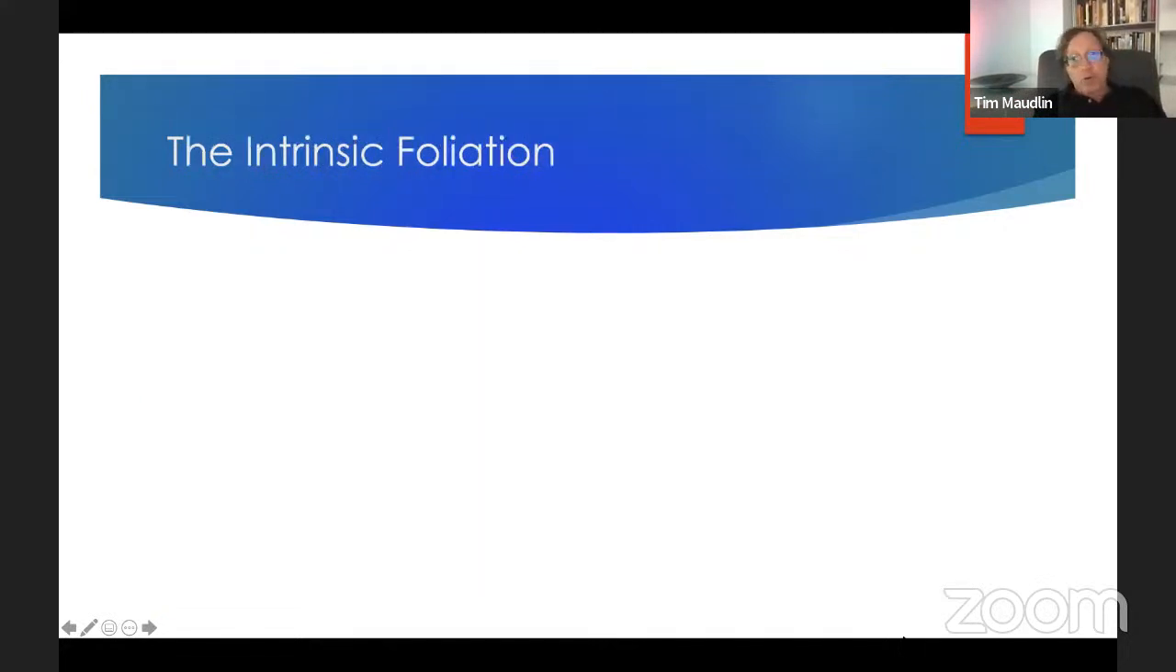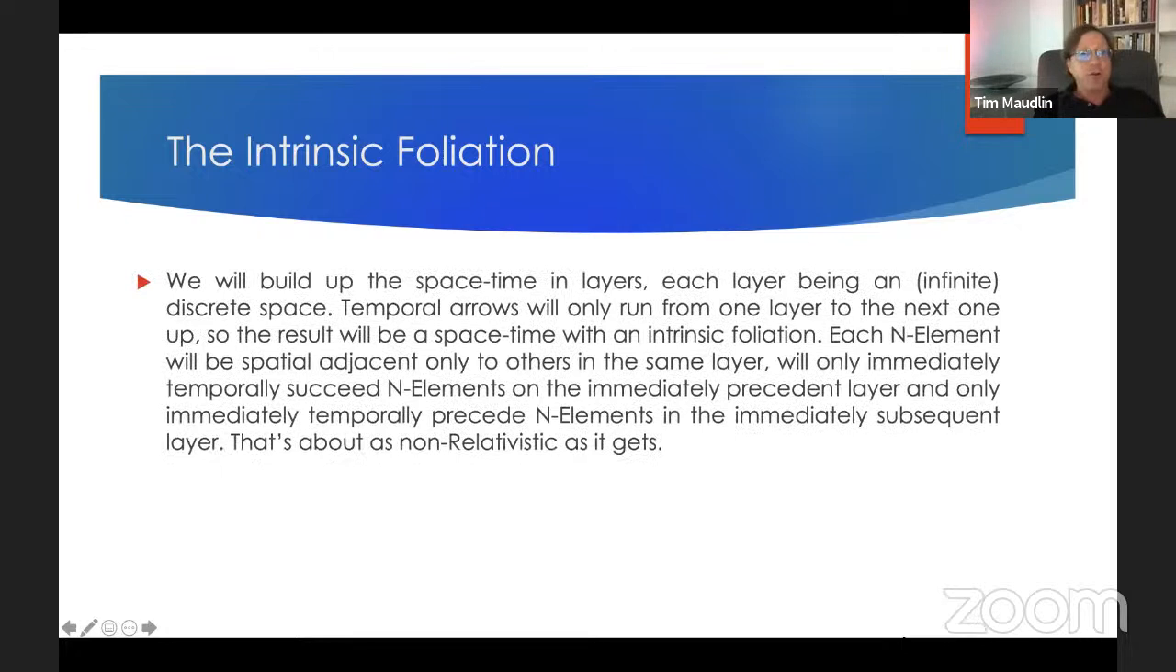And therefore, it's already easy to see what we're building before we've done anything else. There's going to be an intrinsic foliation, right? Because we're going to build up the space-time in these layers. We're going to take a spatial layer, put another spatial layer above it, and draw arrows one way or another from the one below to the next one, and then from that one to the next one, and so on. And so again, at a foundational level, this is as non-relativistic as you could imagine. It has a foliation built into it from the beginning, not added arbitrarily to something else, all right?